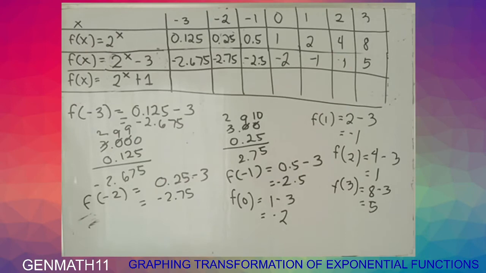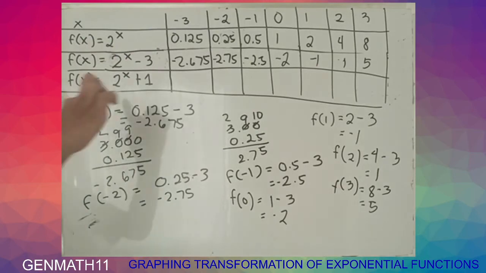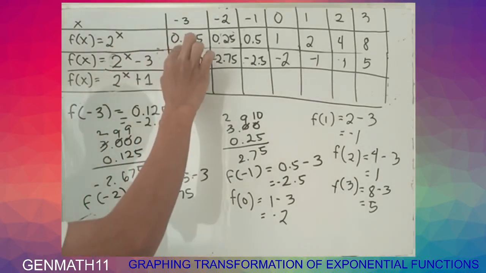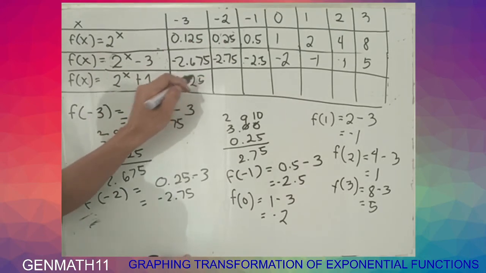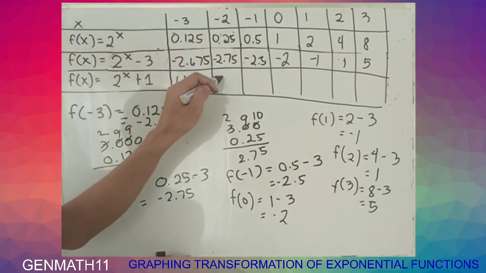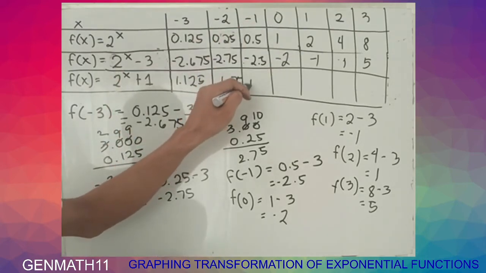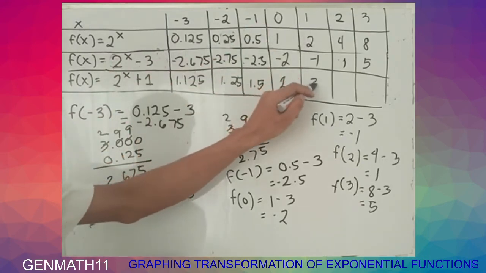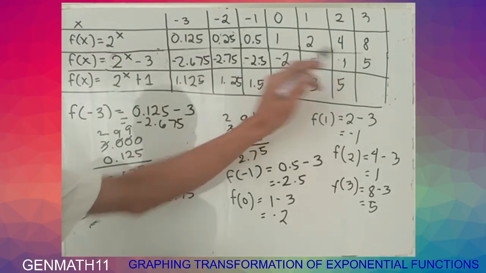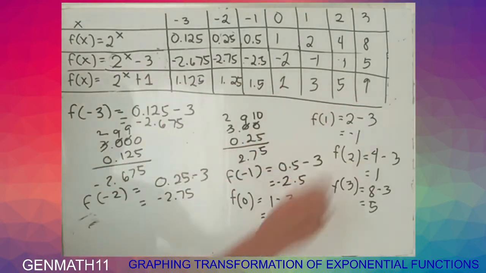So, next. f of x equals to 2 to the x power plus 1. Gawin lang natin, yung value ng y natin, 0.125, ipa-plus na lang natin sa 1. So, ibig sabihin, 0.125 plus 1 is 1.125. Next, 0.25 plus 1 is 1.25. The other one is 0.5 plus 1 is 1.5. Then 1 plus 1 is 2. 2 plus 1 is 3. 4 plus 1 is 5. Then 8 plus 1 is 9. Ganun lang kasimple. Kahit hindi mo na ipakita yung solution.